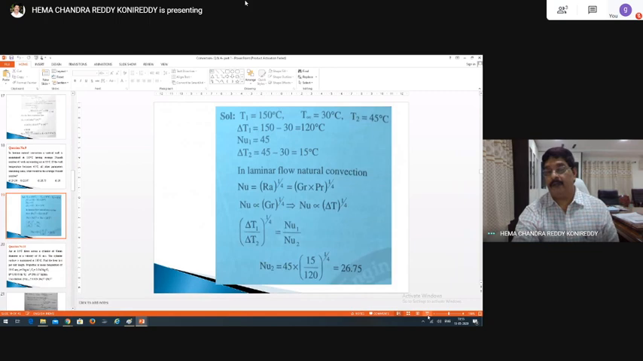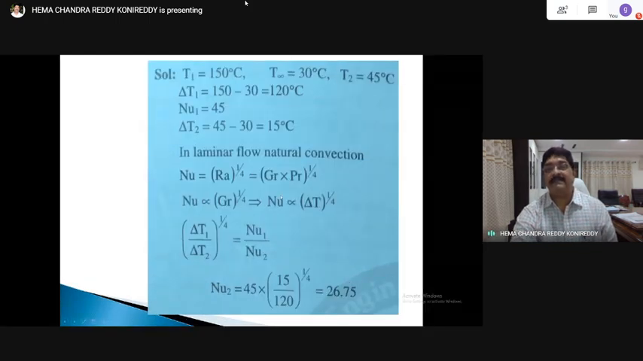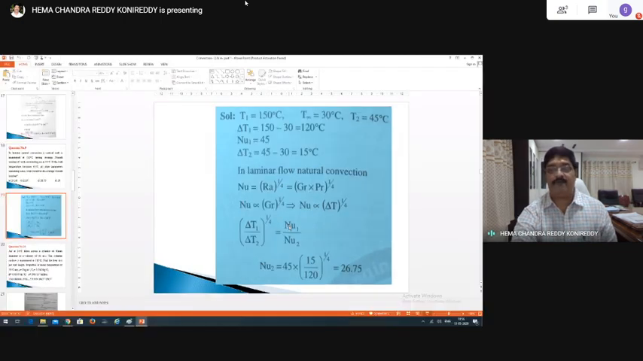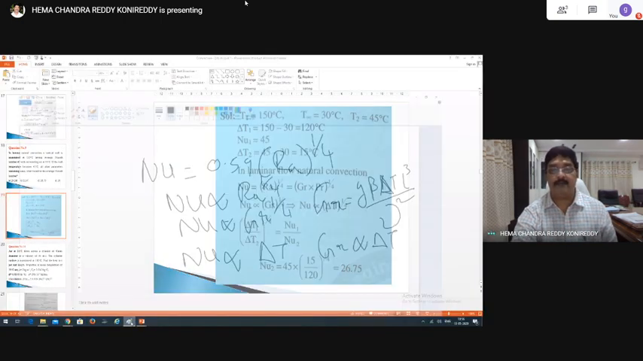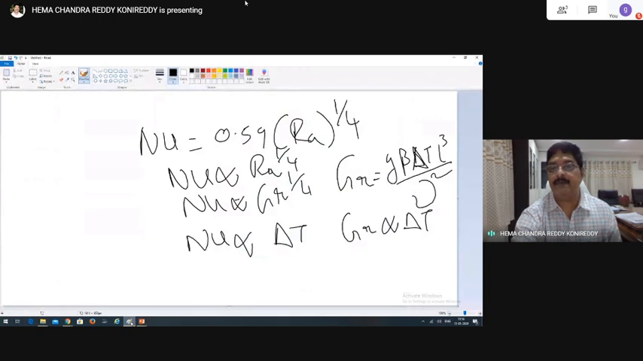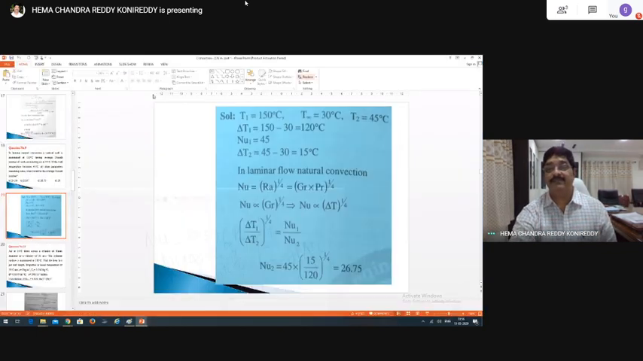Okay. Now, Nusselt's number is directly proportional to delta T power 1/4. Delta T ikkada GR power 1/4 kada. GR is directly proportional to delta T kabatti it is delta T power 1/4. I'm sorry for this. So delta T1 divided by delta T2 whole power 1/4 is equal to Nu1 by Nu2.